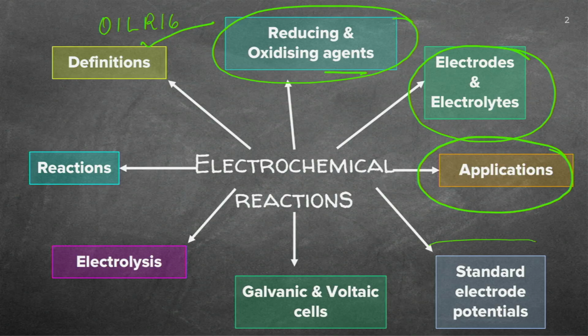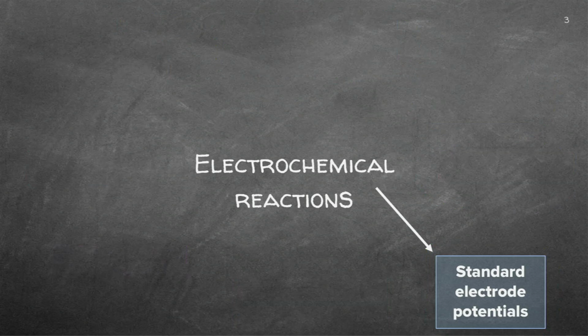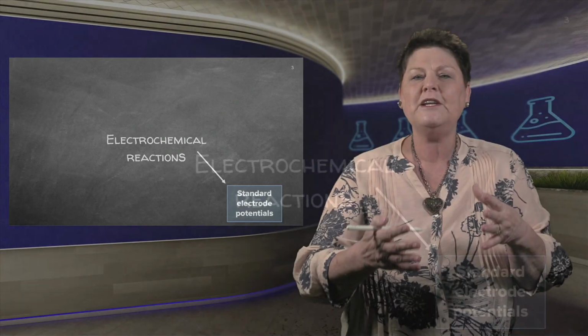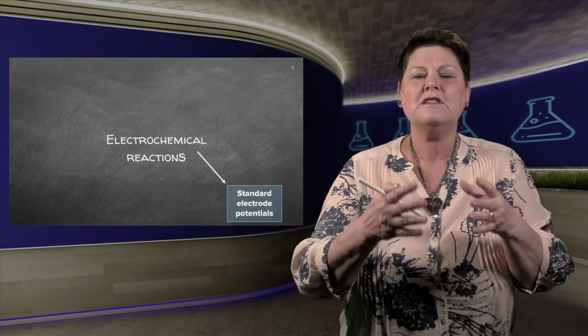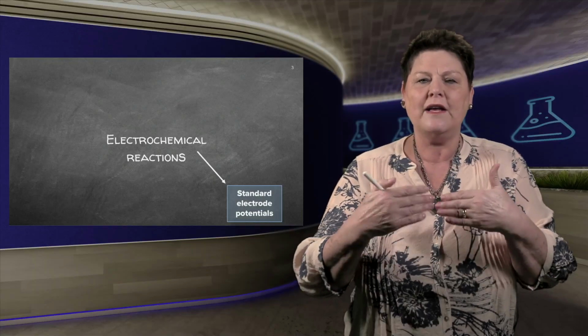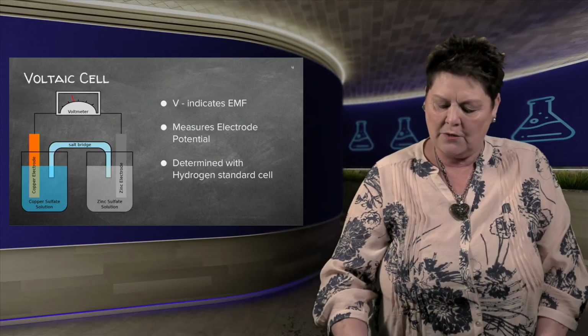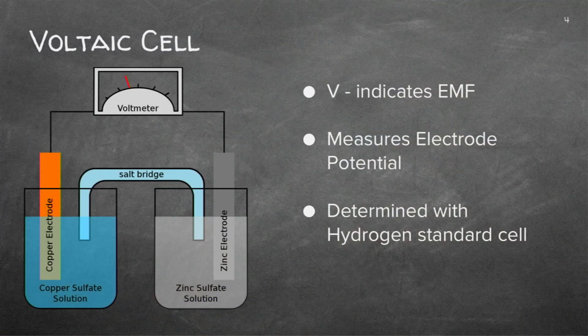Today we are going to look at the standard electrode potential. Now, the standard electrode potential is a known potential. It's standard, as we did with acids and bases where we had a standard solution. So it's something that we know. It's a known factor.